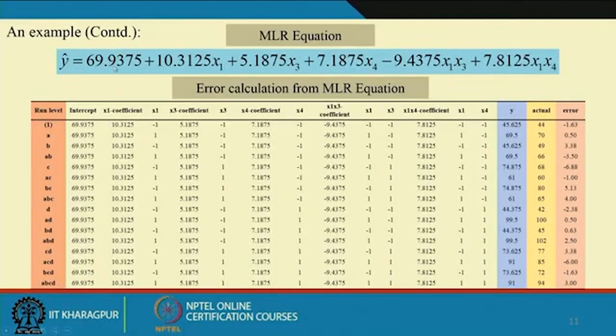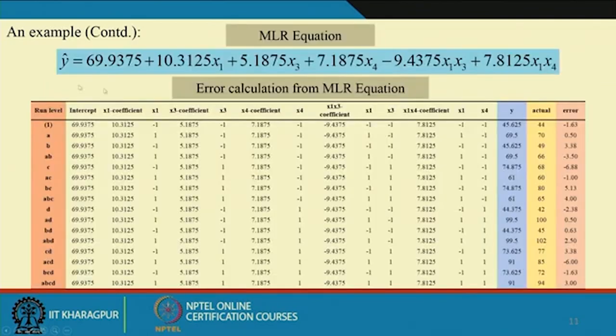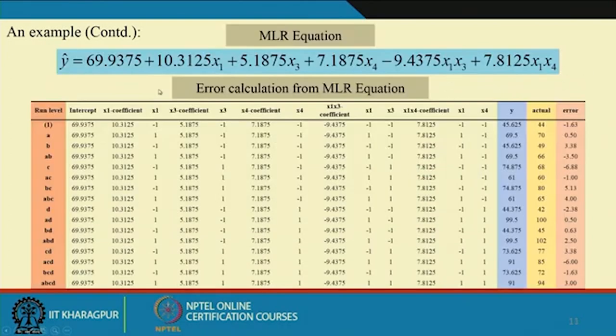So, now if we consider that these are the factors which are to be kept in the model, then you can go for the regression analysis and you will find x1, x3, x4, x1 x3 and x1 x4. So, A will be denoted by x1, C by x3, D by x4, and then the interaction terms x1 x3 and x1 x4. This is what we have considered here.